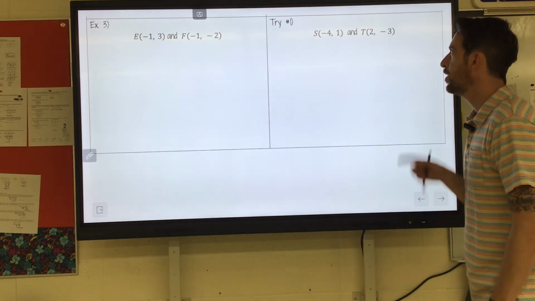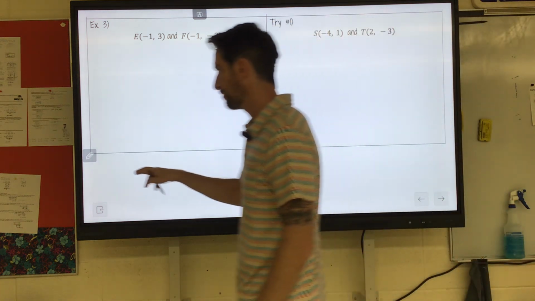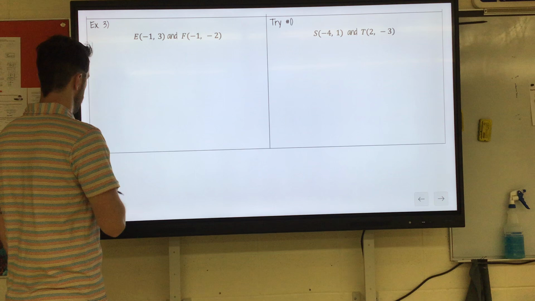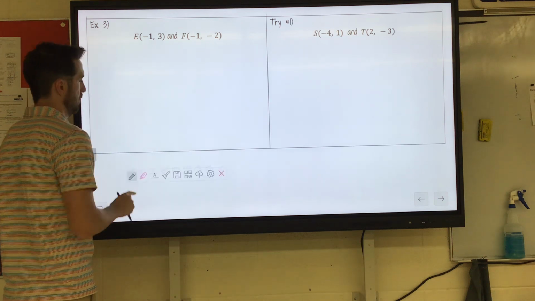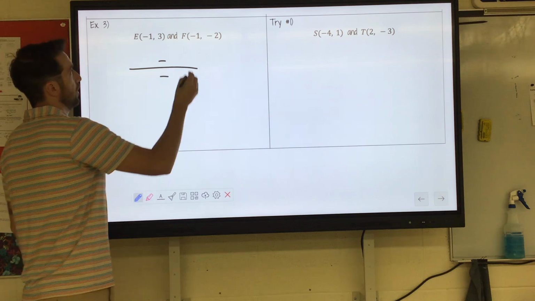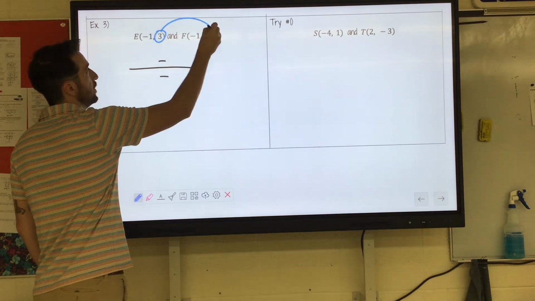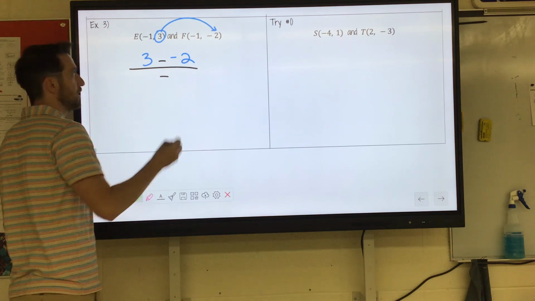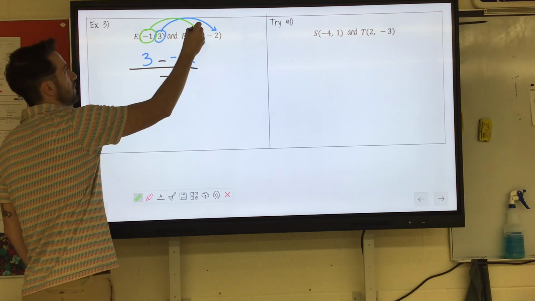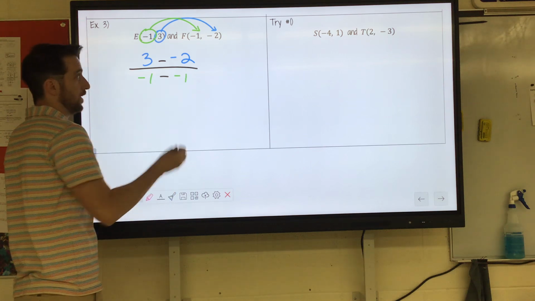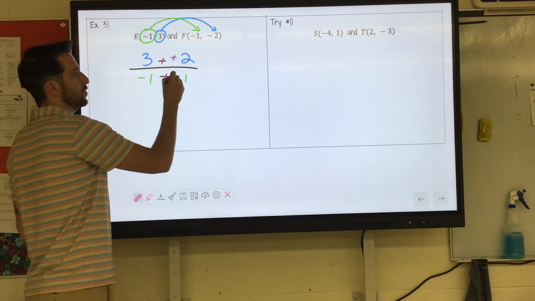We're going to do one more, and then you're going to try one. The y's go up top. Our y's are 3 and -2. We'll keep the same order for the x's. -1 minus -1. I see a couple minus negatives. We're going to change them to plus positives.